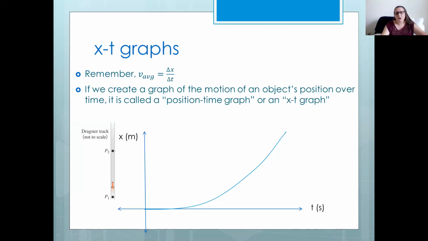So this is what the position graph would look like for our race car, right? It starts off slow and then gets faster and faster. And so we end up with this nice curve.